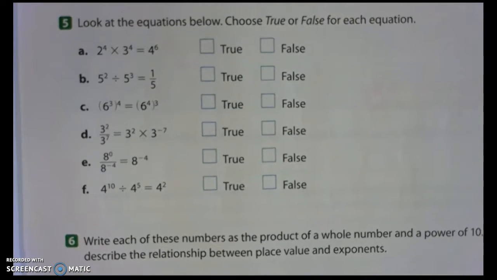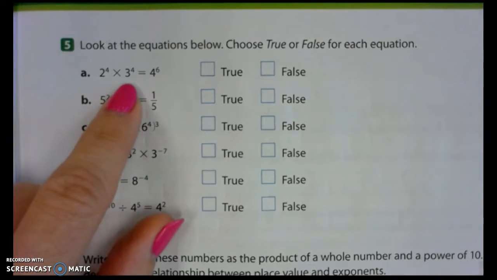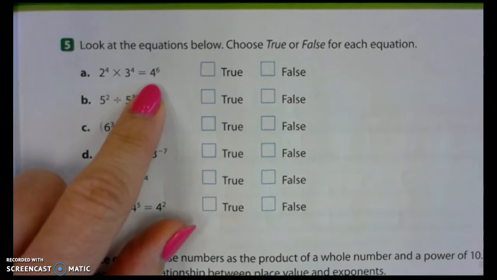Number 5 is also a multi-part question. Each part would function as a separate question on your quiz. Look at the equations below. Choose true or false for each equation. 2 to the 4th times 3 to the 4th is equal to 4 to the 6th.